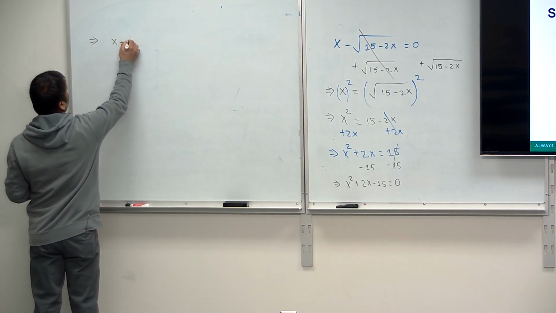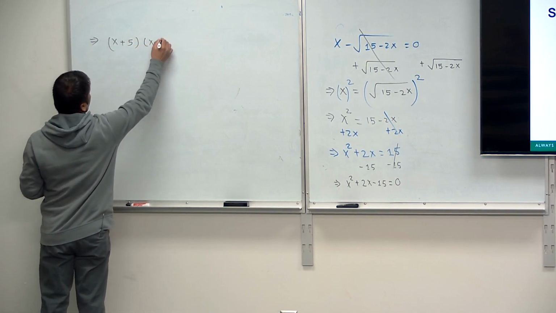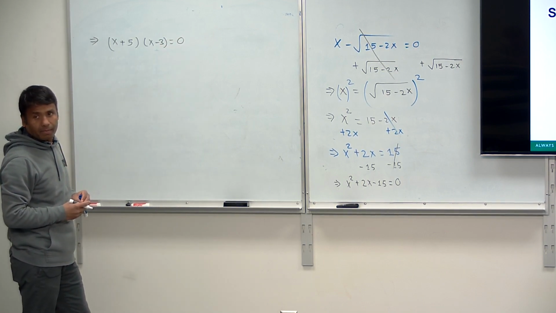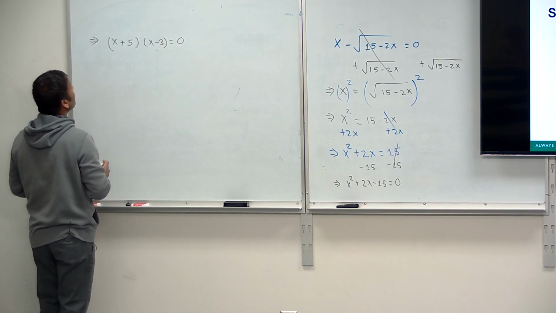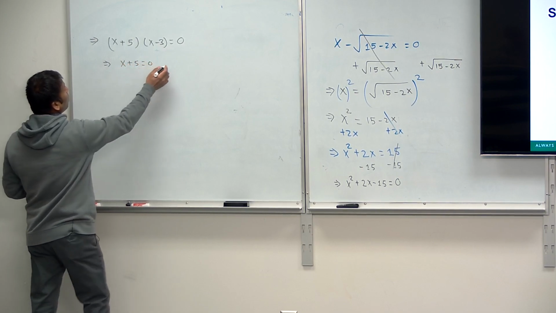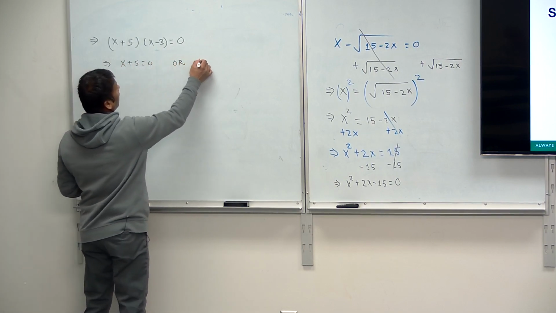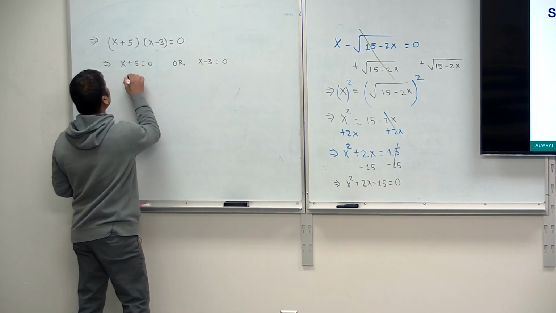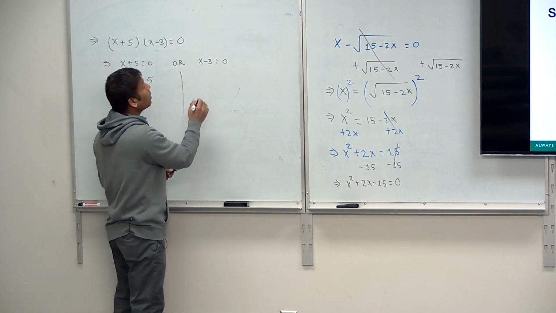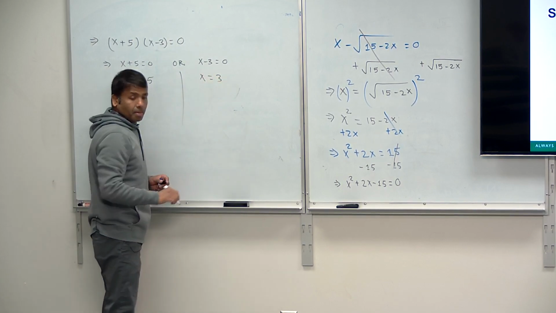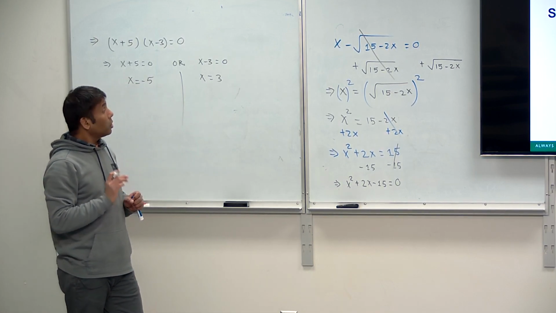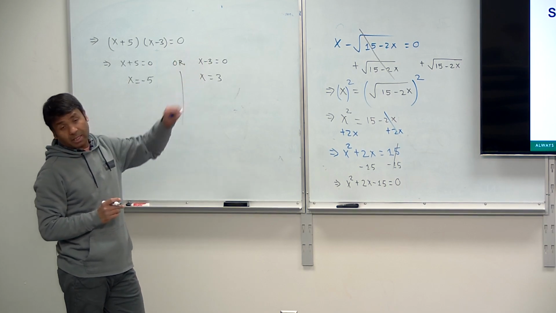So I can do x plus 5 times x minus 3 equal to 0. So you use the zero factor property, either x plus 5 equal to 0 or x minus 3 equal to 0. So that will give you x equal to negative 5, and that will give you x equal to 3. You got it? So now you have to plug those values of x back into the original equation.